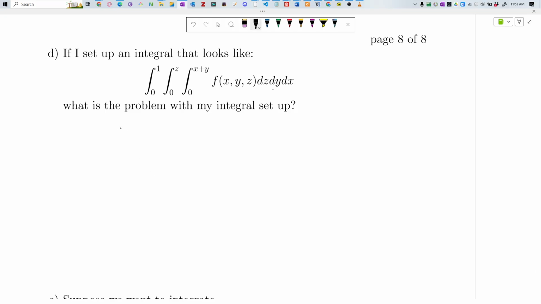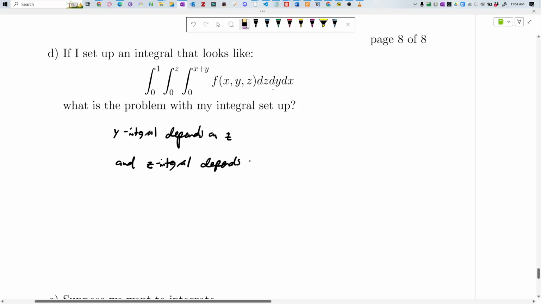So I would say that the y integral depends on z and the z integral depends on y. My handwriting is a bit sloppy. Cyclical dependencies are not allowed.